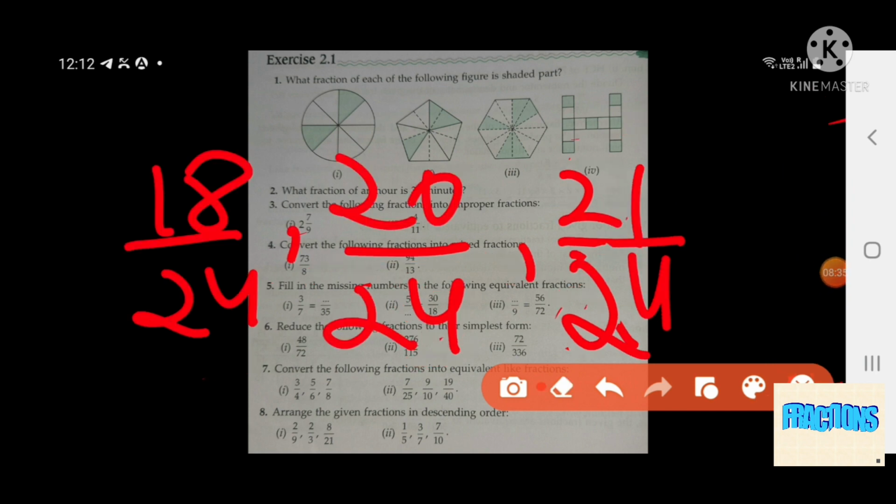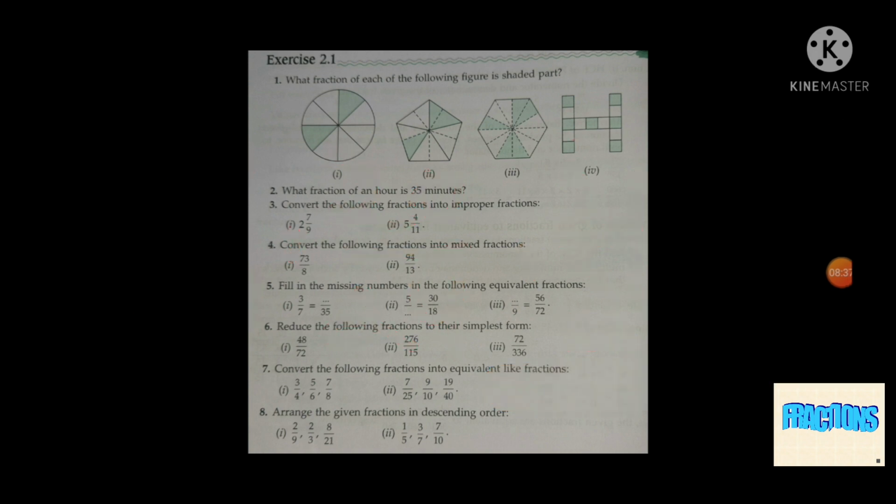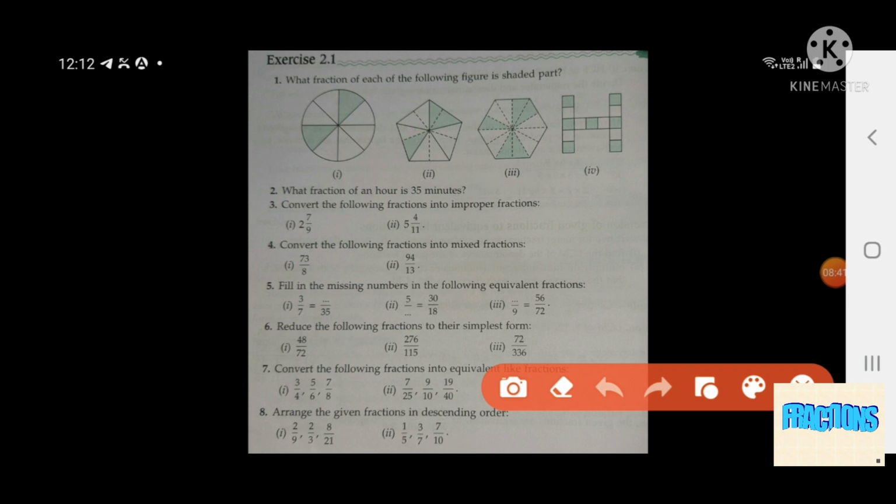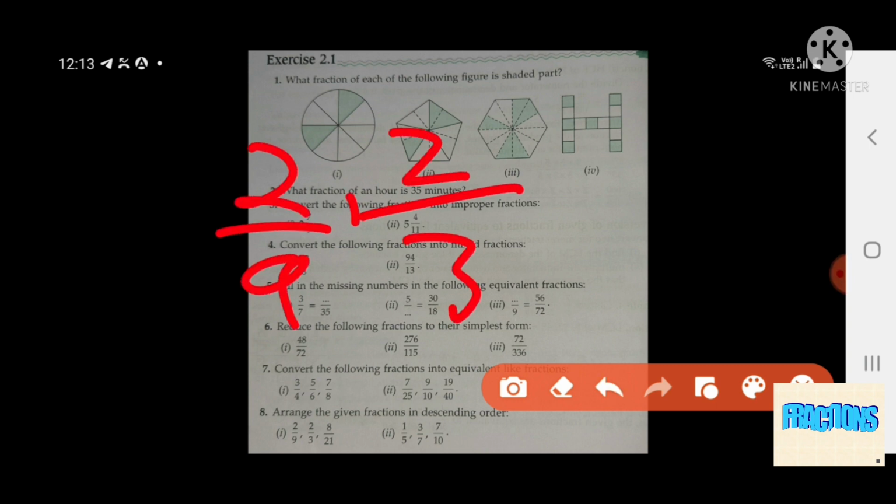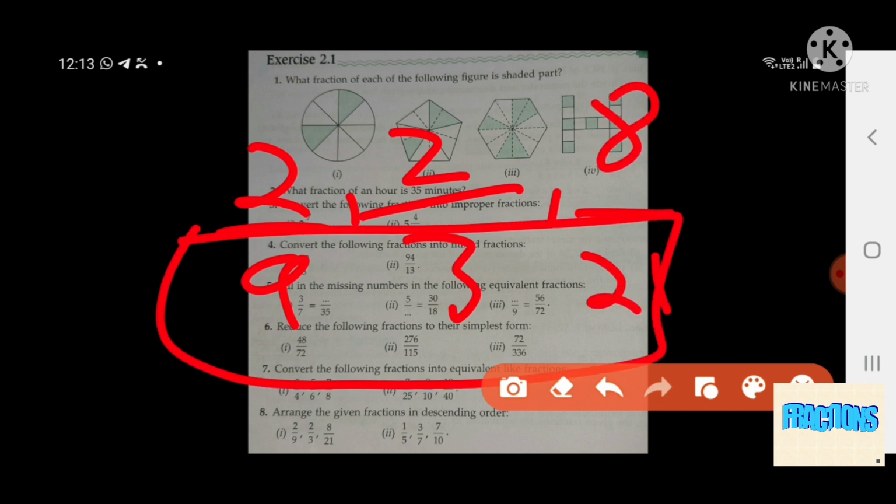Okay, the next one you have to do by yourself only. Let's do the 8th one. In this we have to arrange in descending order. So it is very simple, you know. So let's start. 9, 3, 8 upon 21. We have to make them like fractions.